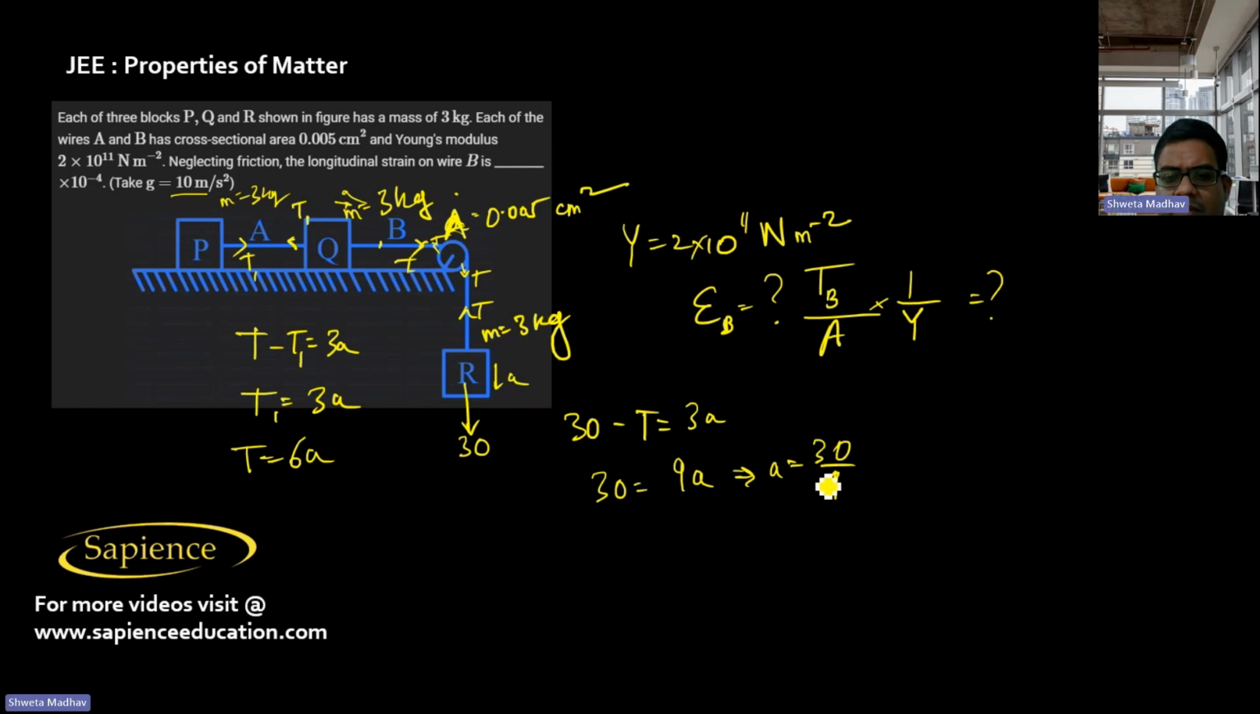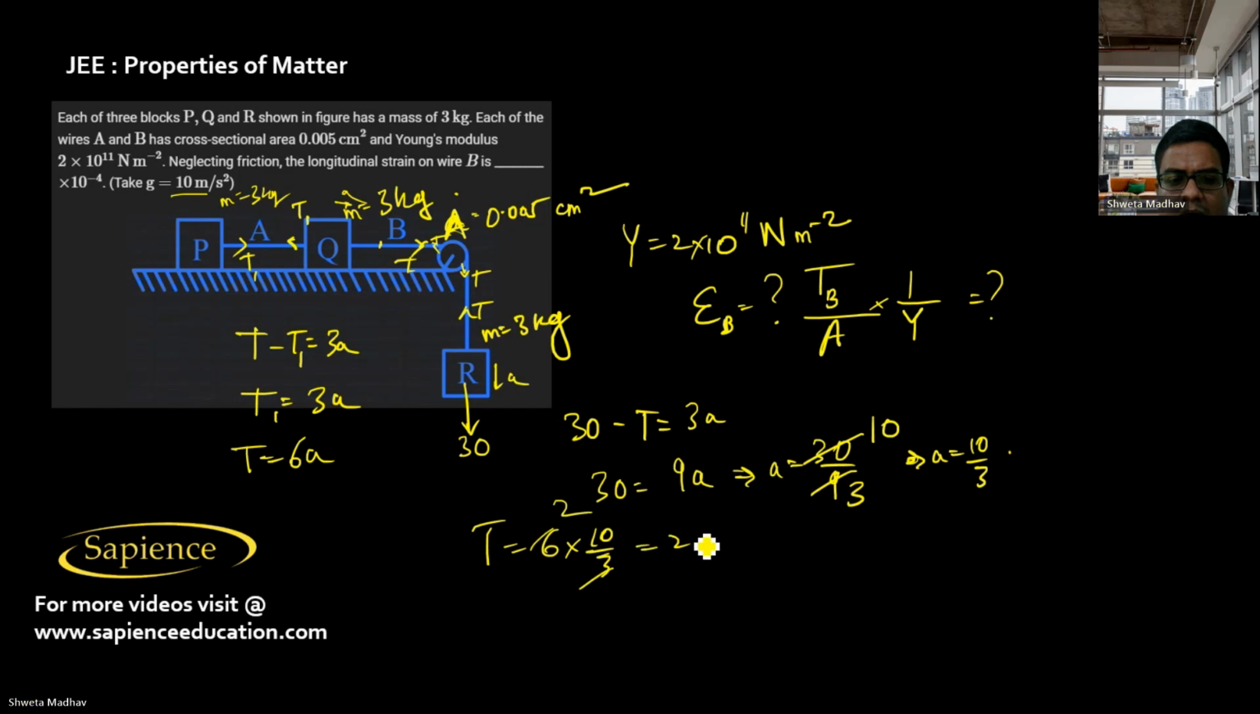So A is equal to 30 by 9. So 3 10 the 33, 3 the 9. So A will be equal to 10 by 3. Therefore, T that is equal to 6A. So 6 into 10 by 3. So 3 to the 6. So that is 20 Newton. So 20 Newton is the tension force in the wire B, I can say.